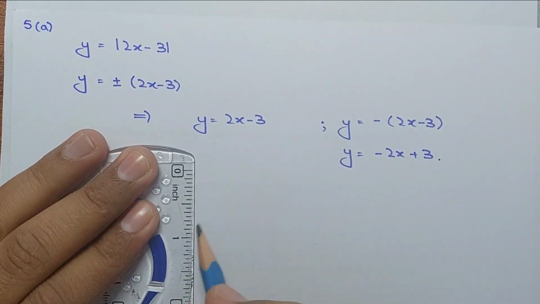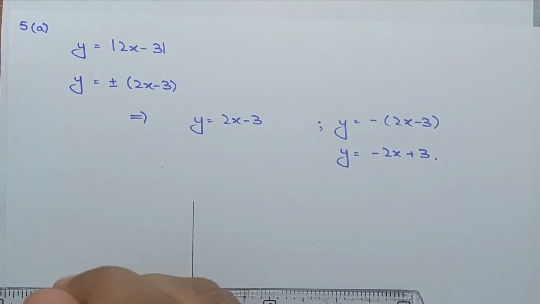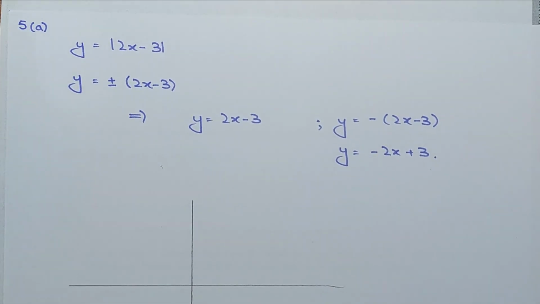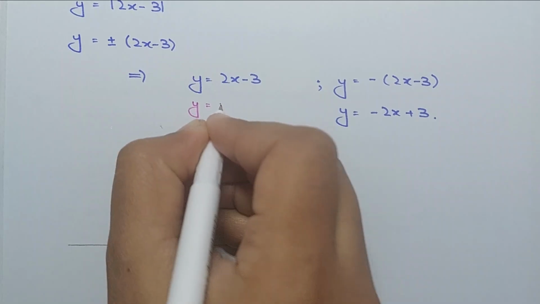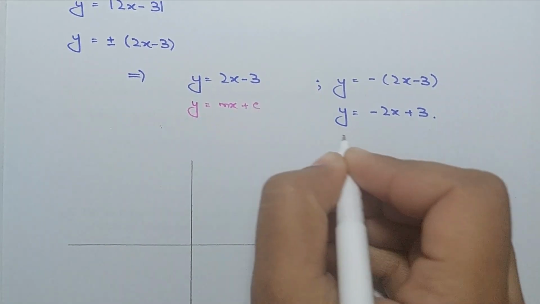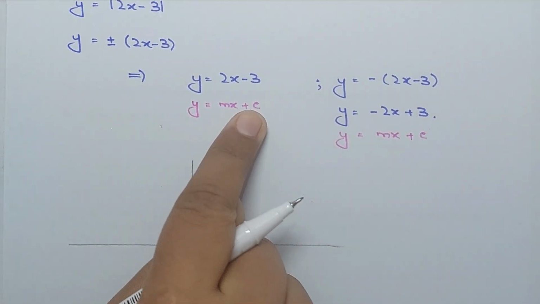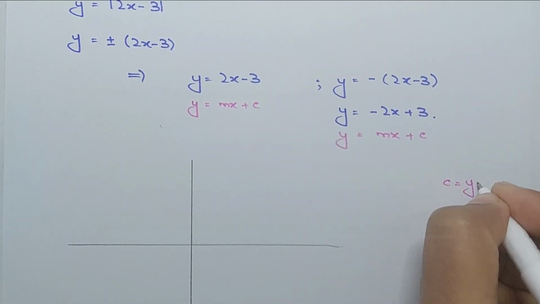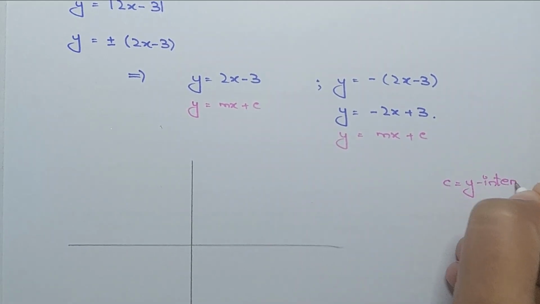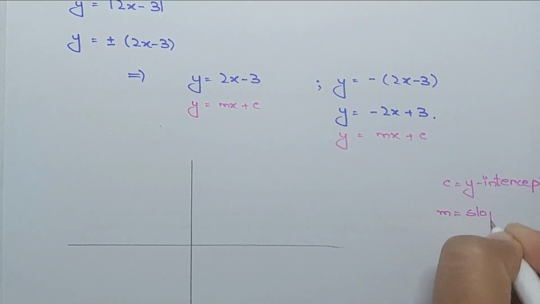Let me sketch this graph on the axis. As you can see, this is in slope-intercept form, y equals mx plus c, right? This is also in y equals mx plus c. So c is the y-intercept, and the m value is the slope, or we can say rise over run.